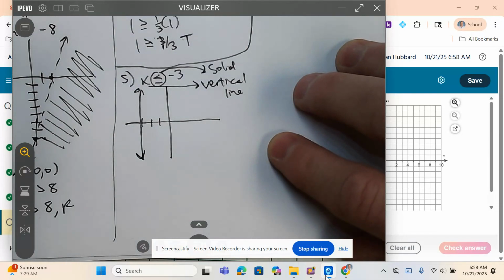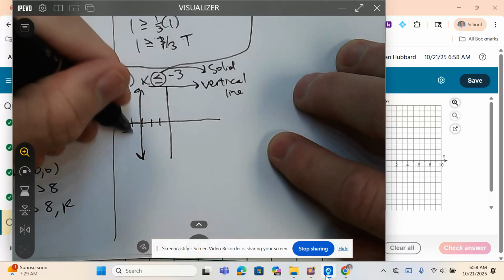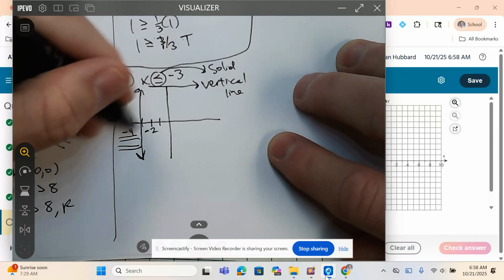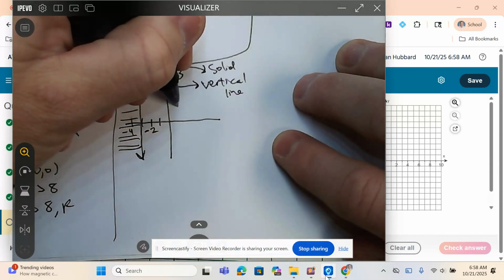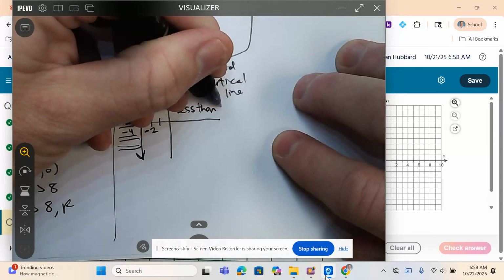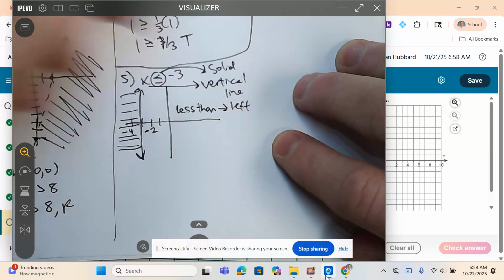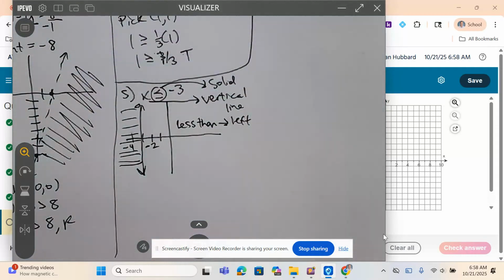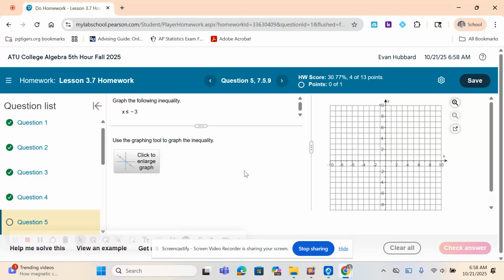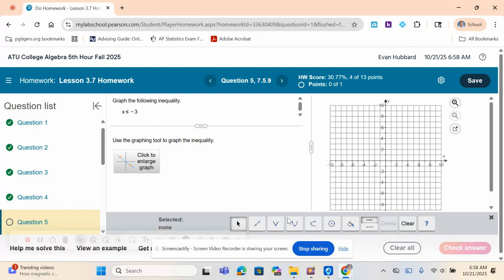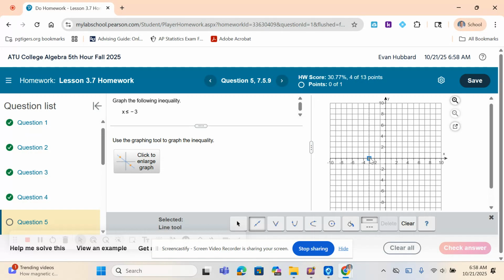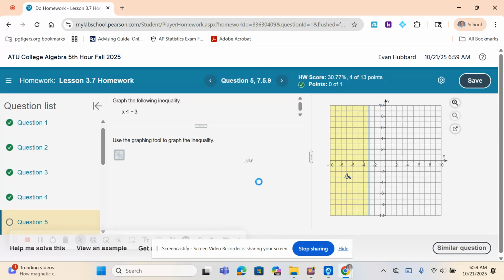And less than, where is it less than -3? At -4 or -2? So it's less than to the left. So I'm going to shade there. And so I'll click on here, I go to -3, line, -3. And I'll just pick another point there. This time it's solid. And then I fill to the left.